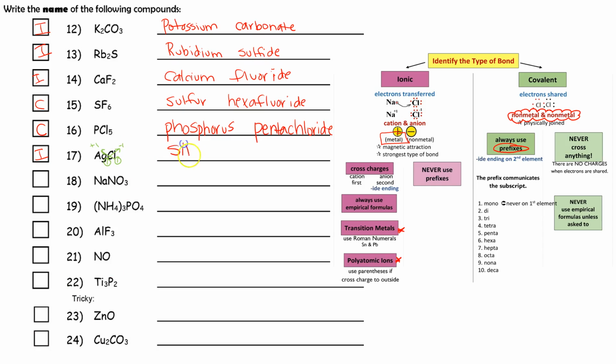So I'm going to have silver. I'm going to put a Roman numeral 1. Remember, Roman numerals are required. They're never understood. They have to always be expressed. And then I have chloride.